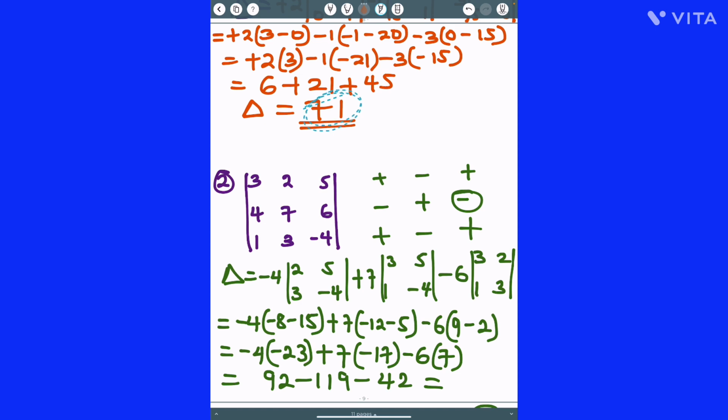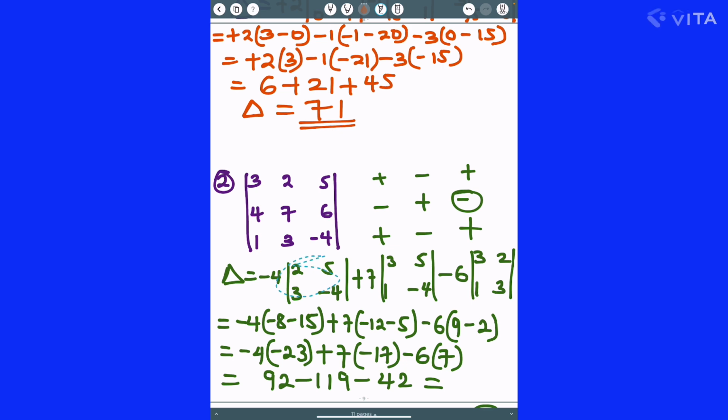Let's go ahead and do this together next. So I'm finding my determinant here, minus 4, 7, minus 6. I'm finding my determinant along the second row. So I'll take 4. What sign should multiply 4? Minus, so I write minus 4 down. After taking 4, what do I have left in the matrix? I have 2, 5, 3, minus 4 left. So I'll put that together in a box to find their determinant. Sometimes we call it minor.